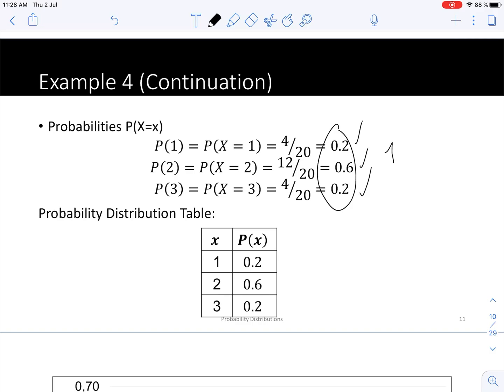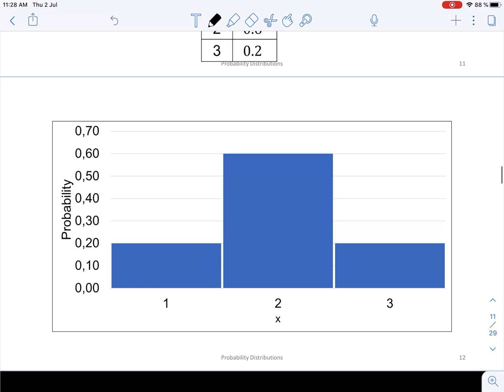And we can present it in different formats. We can use a table, we can use a plot, and we can even use equations. So this is the table format, outcome of the variable and the probability. This is using a bar chart. So we have the x values 1, 2, and 3 men. And the probabilities, right? For 1 man, the probability is 0.2. For x equal to 2, the probability is 0.6. And for x equal to 3, the probability is 0.2 again.